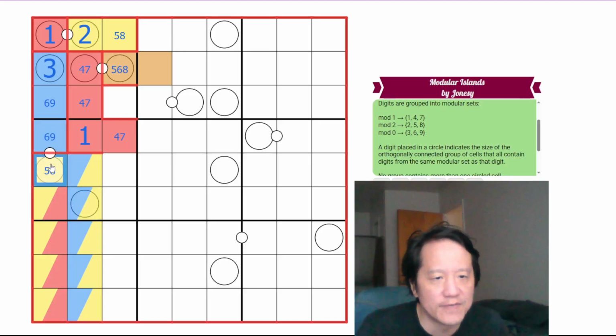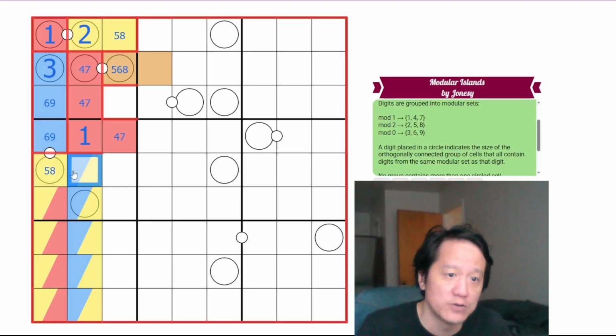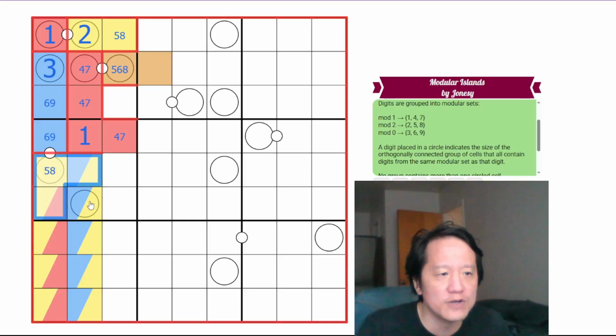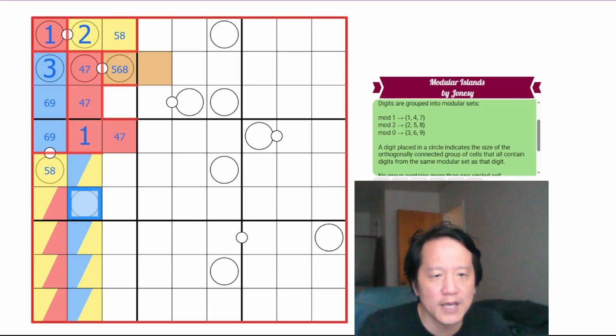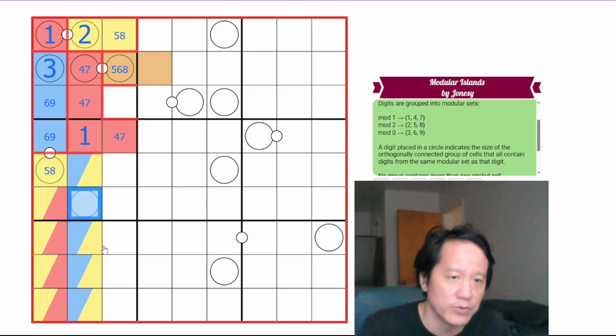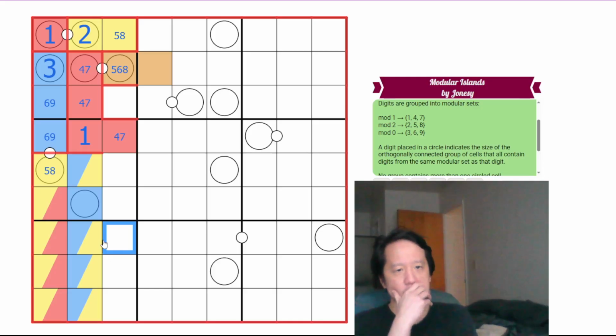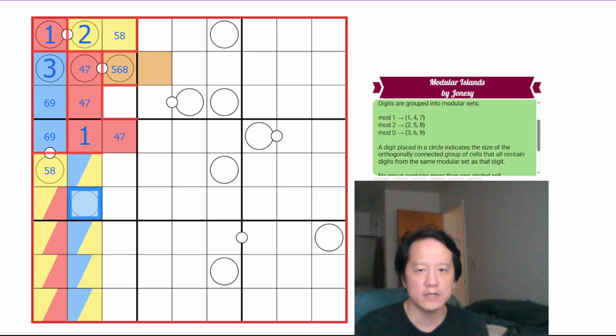This is size 5, so it's guaranteed to go out either this way or this way. So this is at least size 5. It's guaranteed to go one of those two. Therefore, if this were yellow, it would be part of the same orthogonally connected group, which is not allowed. So this cannot be yellow. It must be blue here. So this is 3, 6, or 9 here.